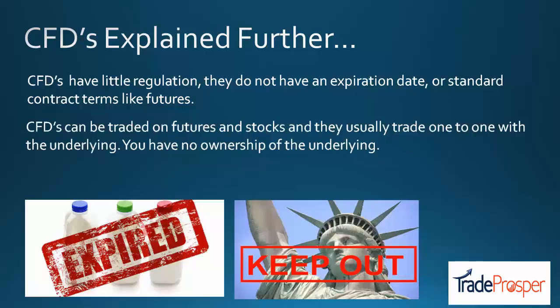CFDs can be traded on futures and stocks, and they usually trade one-to-one with the underlying. However, you must remember you have no ownership of the underlying, which means if you trade CFDs on stocks, you have no voting rights on that stock. CFDs are illegal in the United States. I guess the government feels like it needs to protect you from high leverage. I guess.